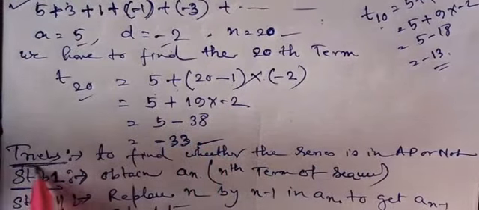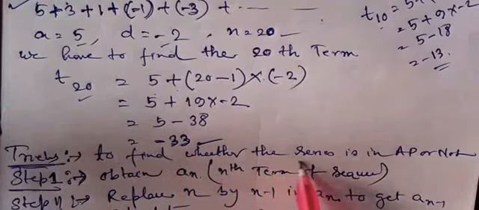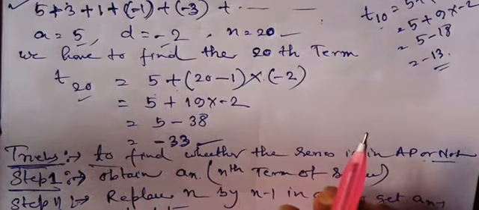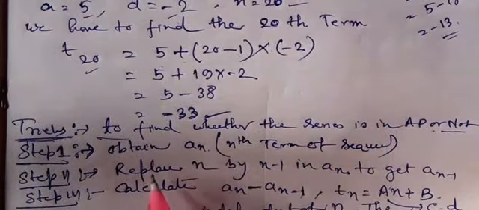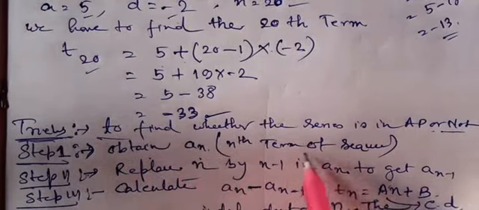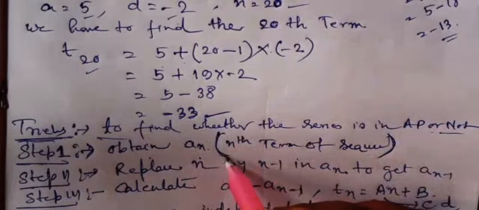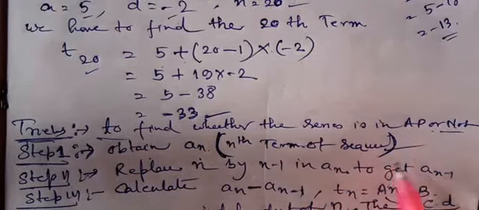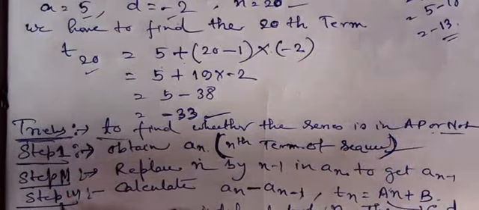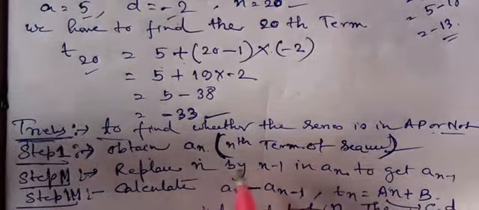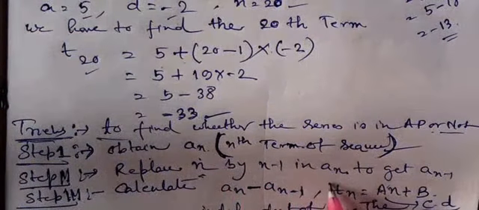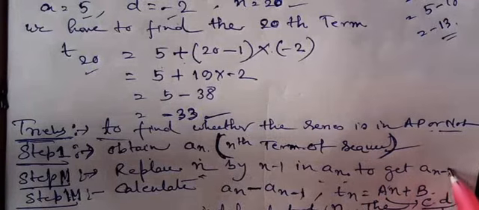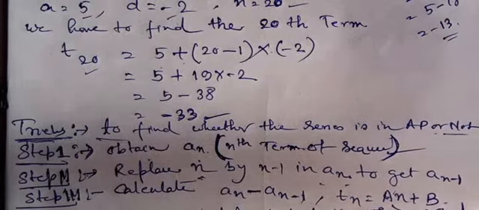Next, there are some tricks to find whether a series is in AP or not. Step 1: obtain An, the nth term of a sequence. An is the nth term of a sequence. Next, step 2: replace n by n minus 1 in An to get An minus 1.